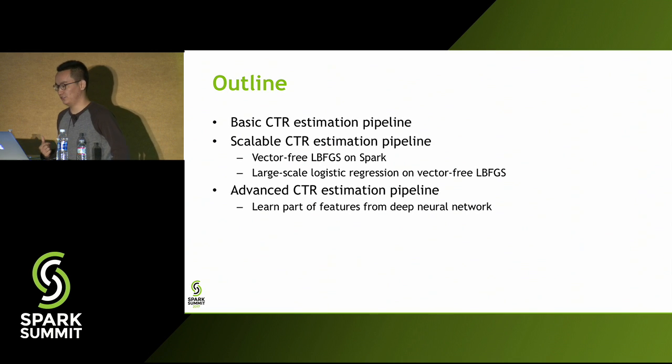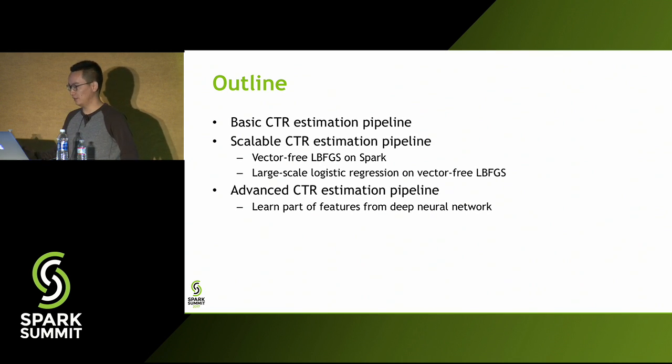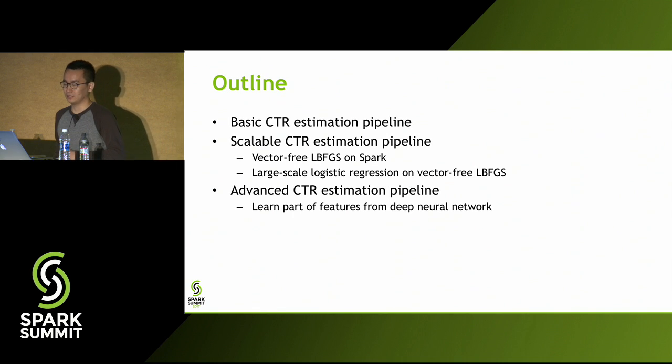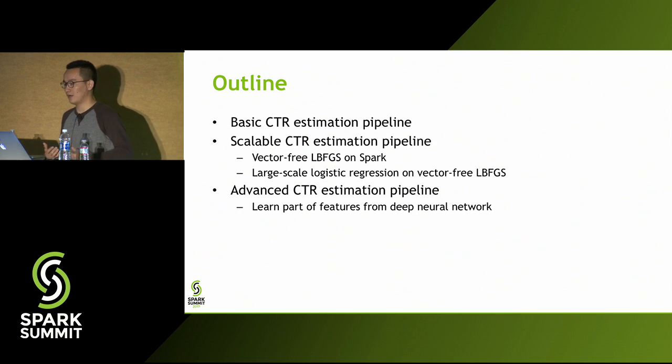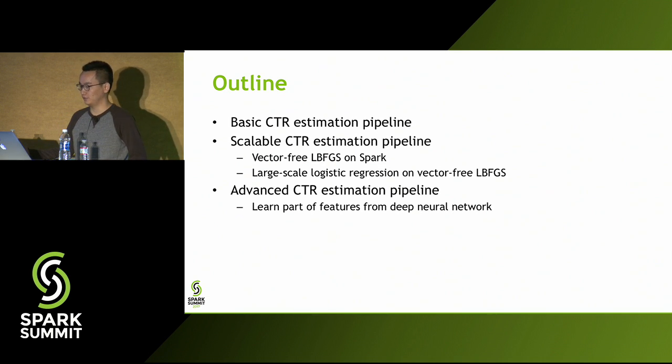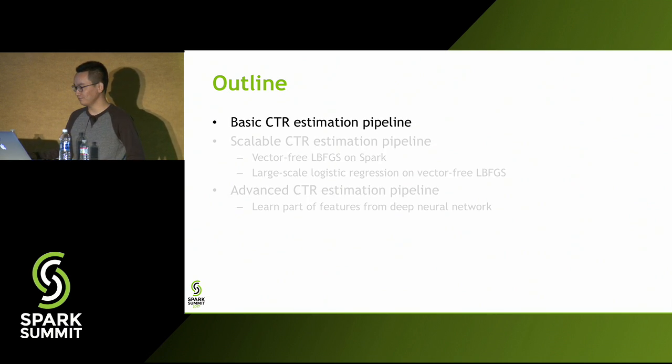Okay, our talk is organized as an evolution of our CTR estimation pipeline using Spark, from the basic solution to a more scalable solution. The more scalable solution leverages a scalable linear model and optimizer implemented on Spark, which trains a very scalable model that can scale to billions of features. And finally, we provide an advanced solution, which is an attempt to learn part of the features from a deep neural network. Okay, let's first start with the basic pipeline.